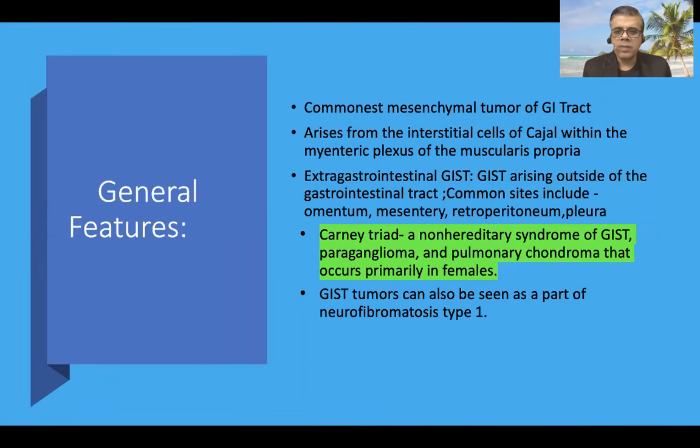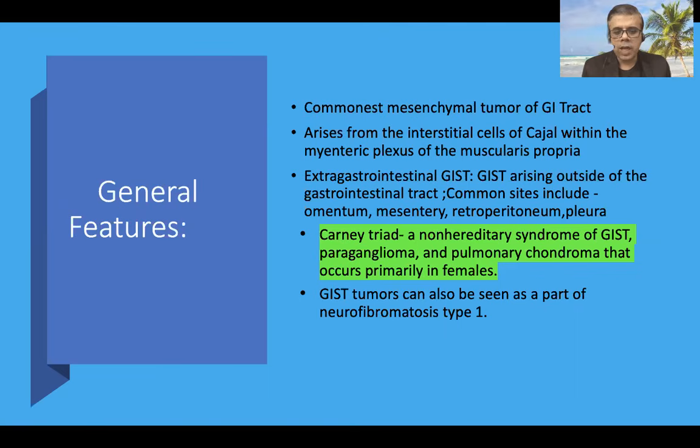Interstitial cells of Cajal are present within the myenteric plexus of the muscularis propria, and they are known to generate spontaneous electrical activity, and they are regarded as the electrical pacemaker of the GIT. GIST can also be seen in extra-GIT locations. The commonest extraintestinal sites include omentum, mesentery, retroperitoneum, and even pleura can be the site.